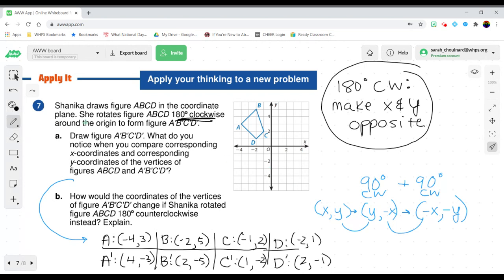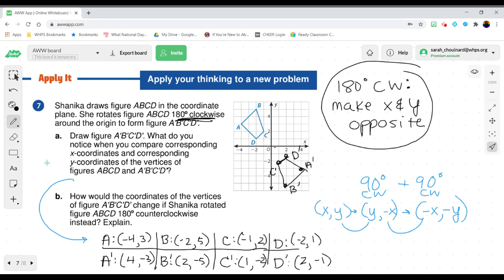So let's label them. Let's label A, 4, -3. That's A prime. B is 2, -5, B prime. C prime is 1, -2. D prime is 2, -1. This is awesome. This is exactly what it should look like. My little trapezoid spun around to the fourth quadrant.